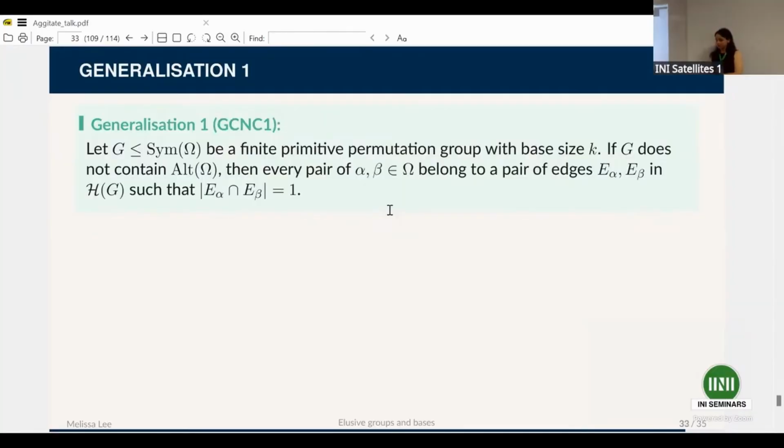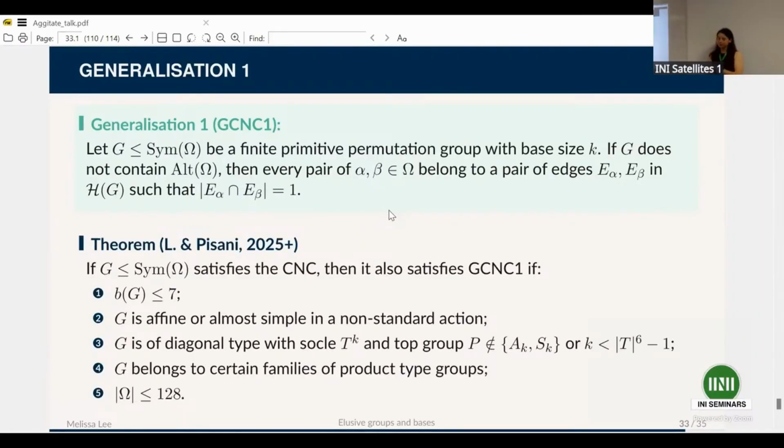Okay, so here's the first generalization again. So with this assumption, we were able to show the following, that if you assume the common neighbor conjecture, then actually you also get this generalization. So even though this sounds stronger, we get this implication in the following cases. Base size at most 7, which actually encompasses a lot of the primitive groups that we know of, where we know the base size. Groups of affine or almost simple type in a non-standard action. Okay, that's actually covered by the base size at most 7 situation.